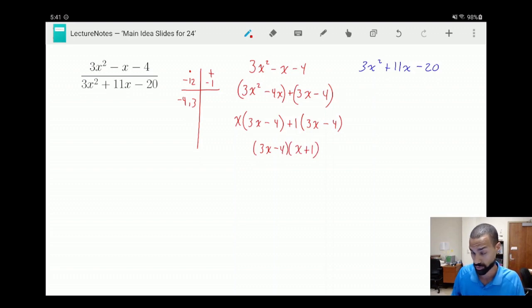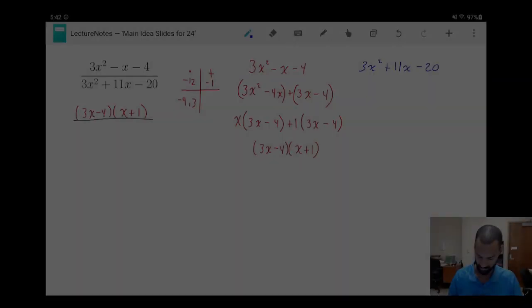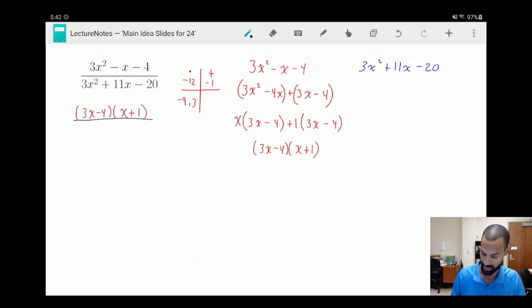I know I went through that pretty quickly. Remember, if you need more help with factoring, go back over the factoring section. Go back a little bit and review it. Now I'm going to factor 3x squared plus 11x minus 20. So I'm going to start off by multiplying 3 times negative 20. 3 times negative 20 is going to be negative 60. I need two numbers that multiply together to be negative 60 but add together to be 11.